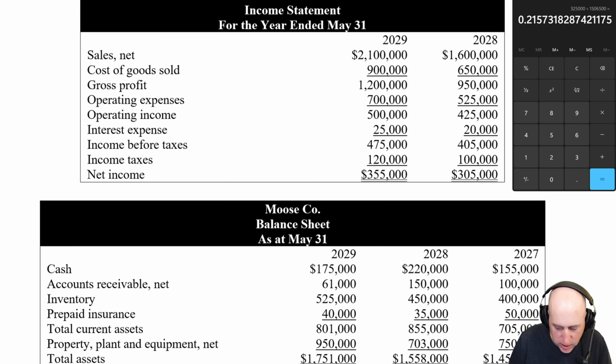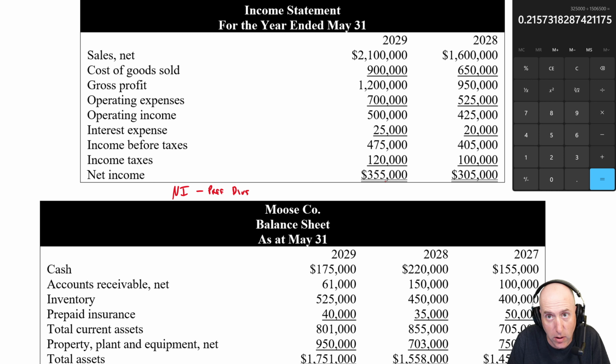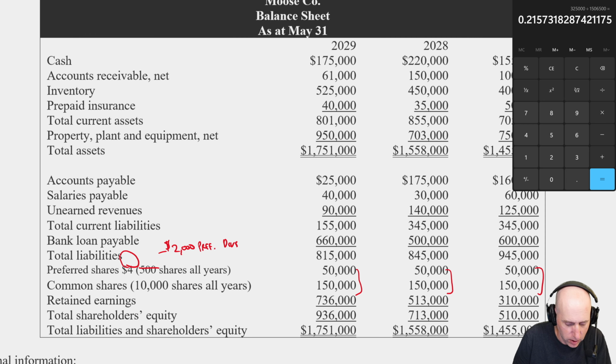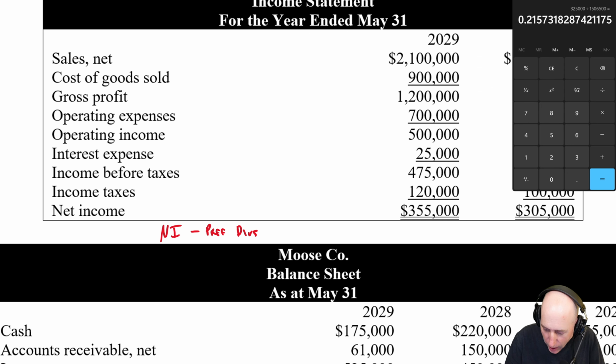Let's do the numerator first. It was net income minus preferred dividends, and it's $355 minus a $2,000 dividend. It's a $4 dividend on 500 shares all year, so it's $2,000 in preferred dividends every year. Tried to scroll down, something funny happened there. So $355 minus the $2 dividend, pardon me, the $2,000 dividend, is $353. And $305 minus the $2,000 dividend is $303. And so this yellow highlighted number becomes our numerator.